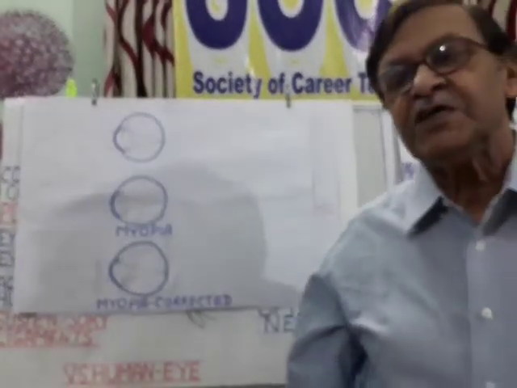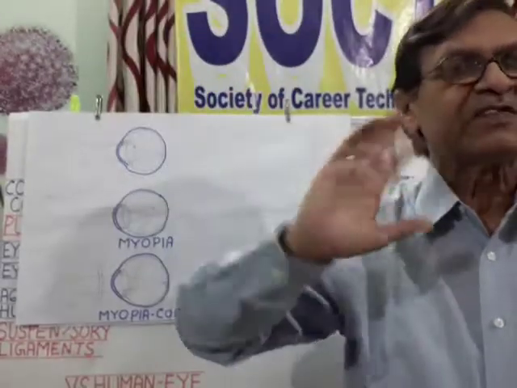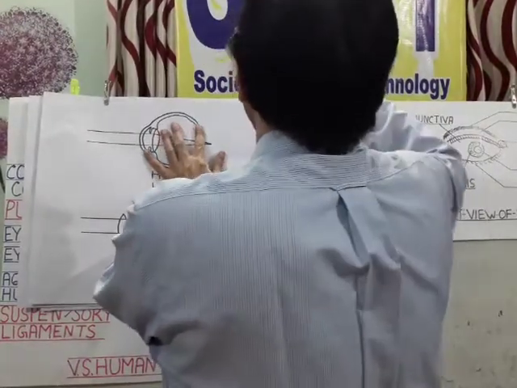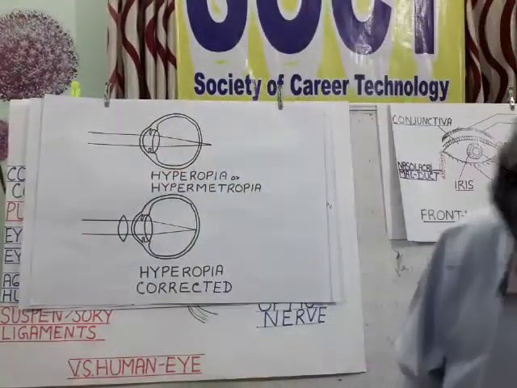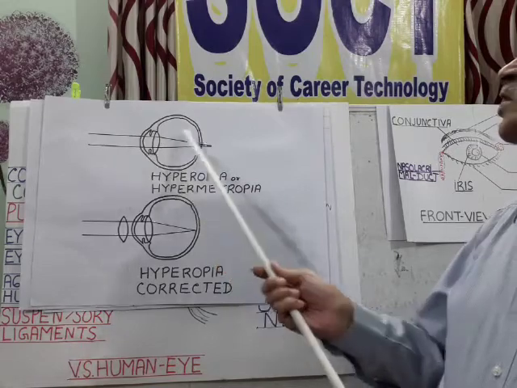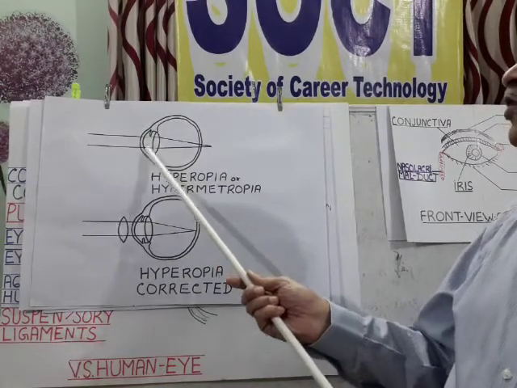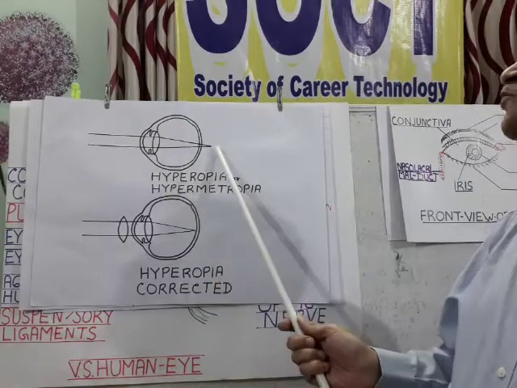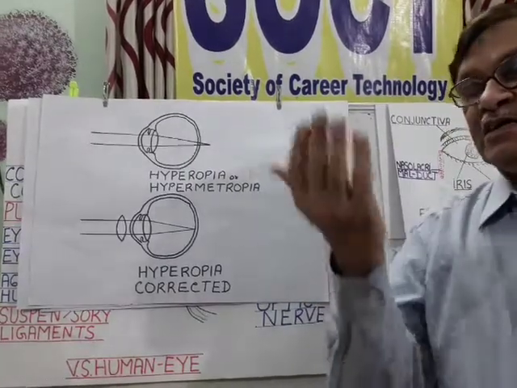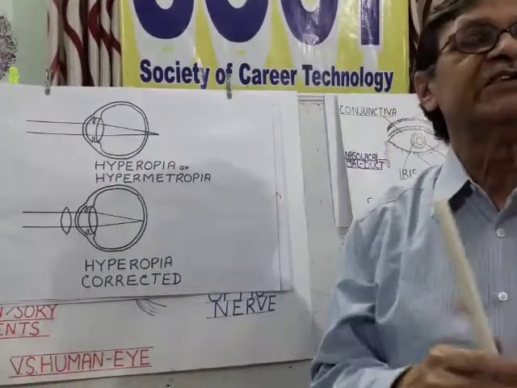Another condition is, sometimes in old age you might have seen some persons see distant objects clearly, but for reading the newspaper or a book they get a problem. So such persons have hyperopia or hypermetropia. The distance between cornea and retina is decreased, or the curvature of cornea or lens is changed, so that the image is formed just behind the retina. So these persons get a problem in reading a newspaper or a book in old age.